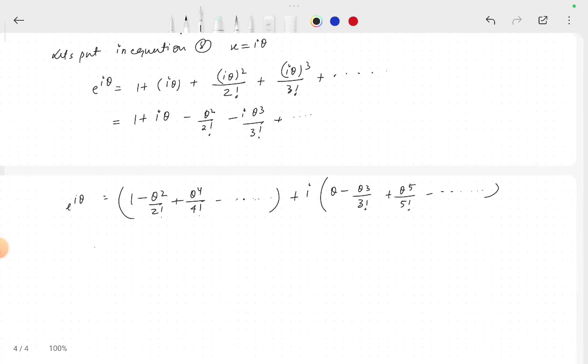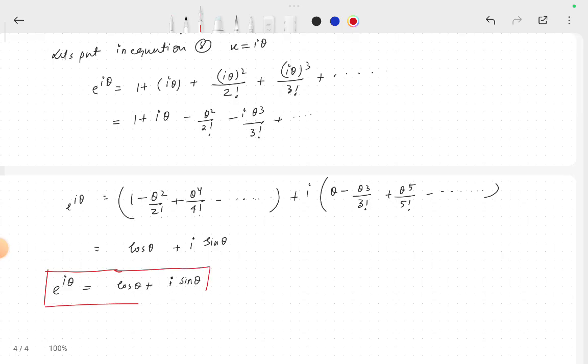So now the series is looking like this: the first is nothing but cos theta, plus i times the second one, which looks like sin theta. So we get a very important relation. That is e to the power i theta is nothing but cos theta plus i sin theta. So yes, that is very important. So please remember.